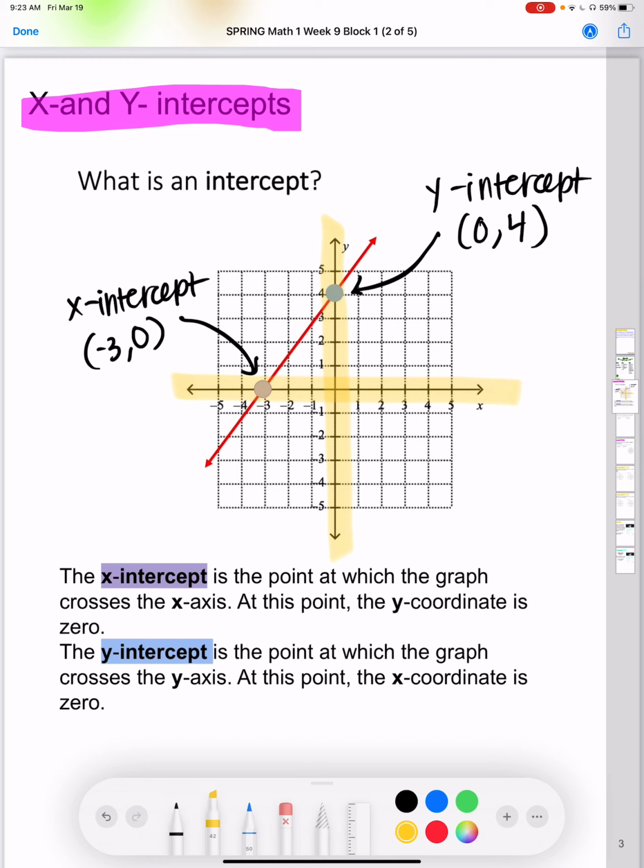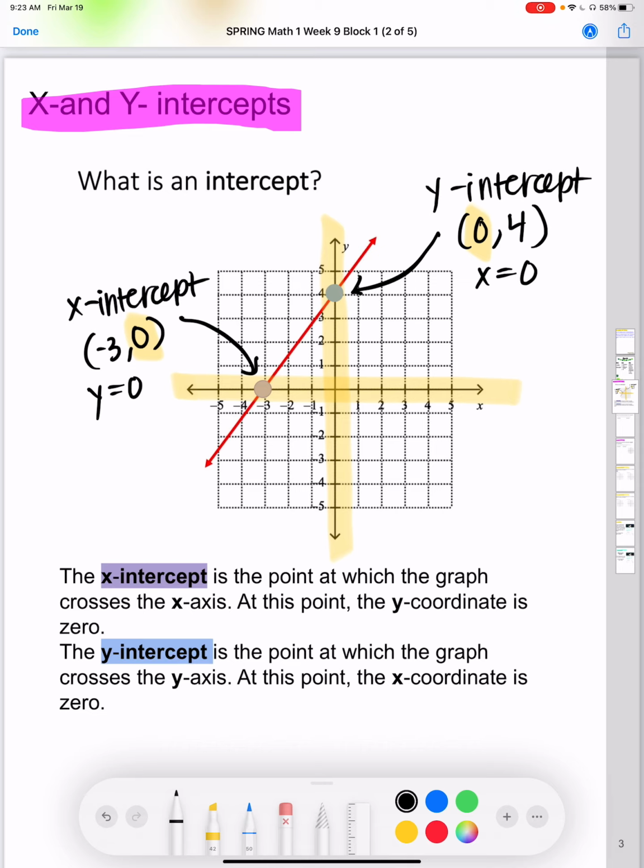Notice that for my x-intercept, my y is equal to 0. And notice that for my y-intercept, my x is equal to 0. Okay, we're going to use that logic on the next page. So go ahead and pause this video and write this down.